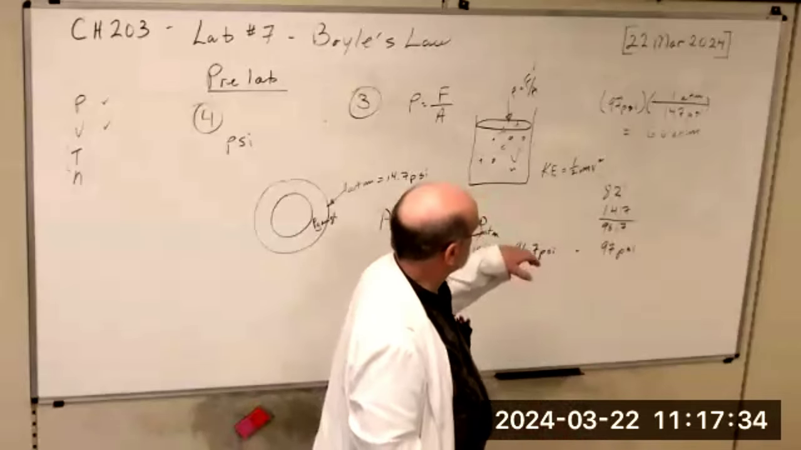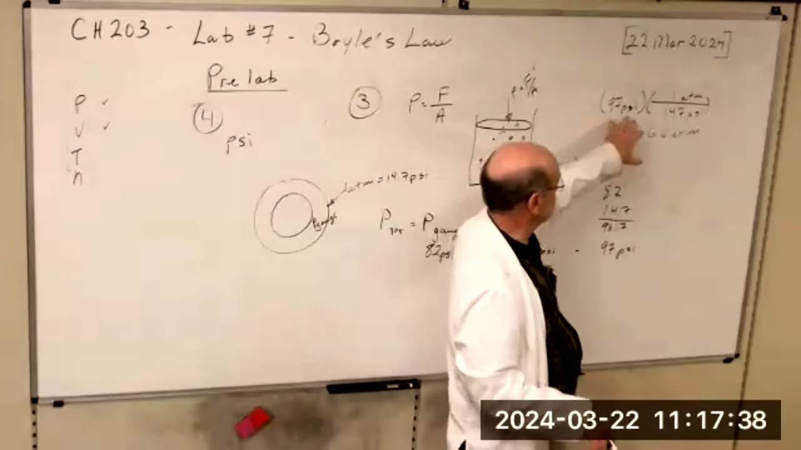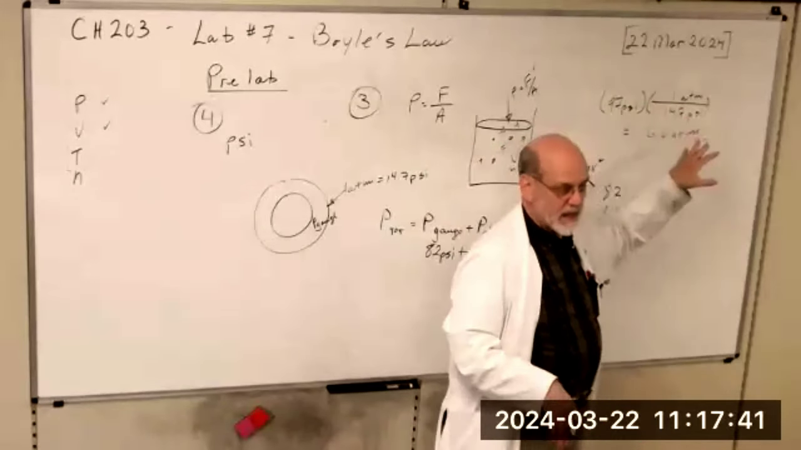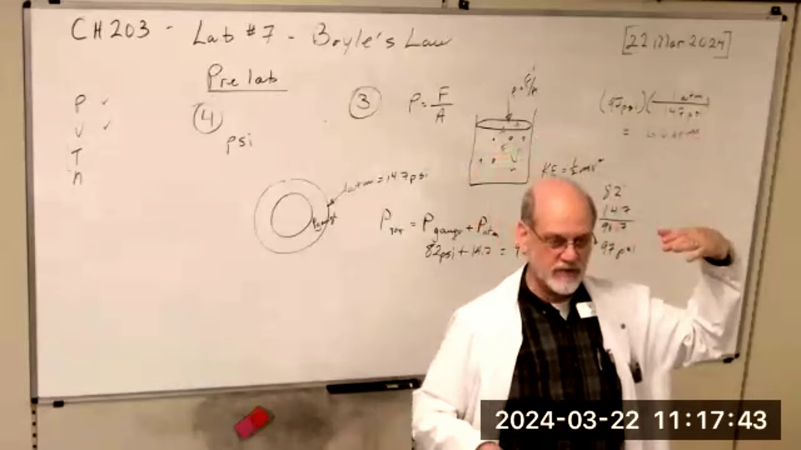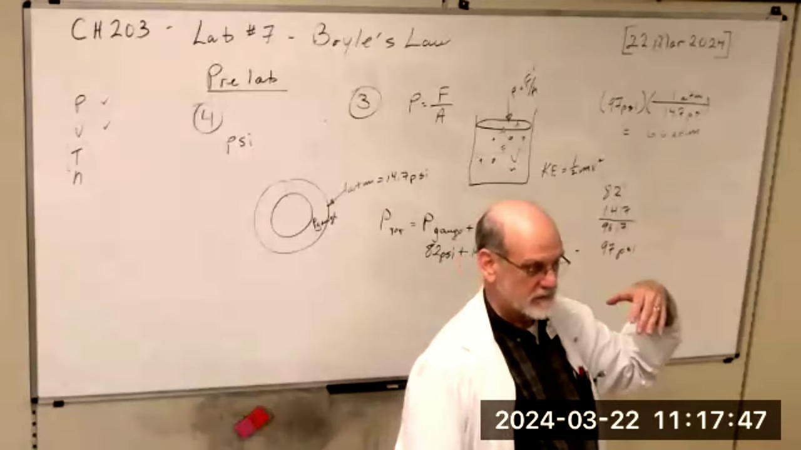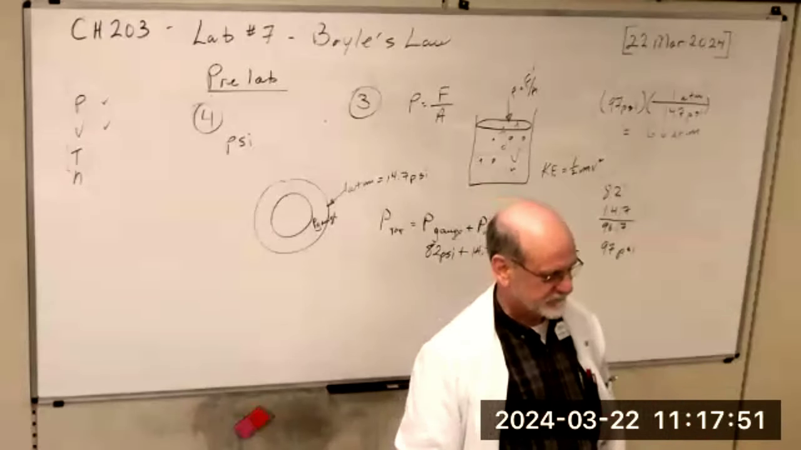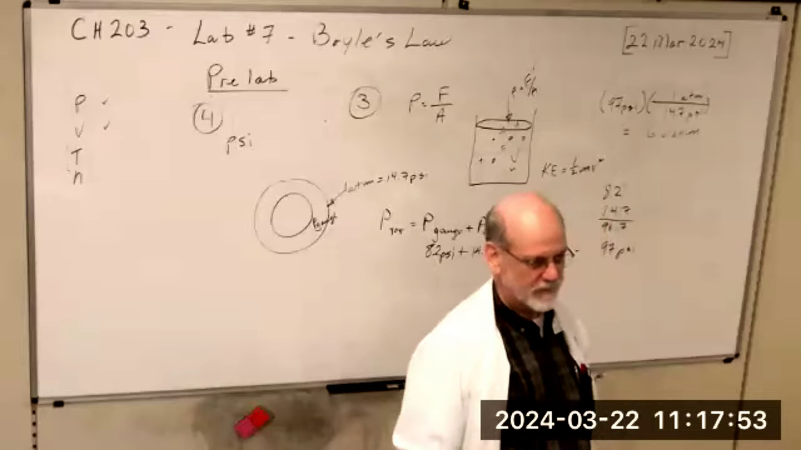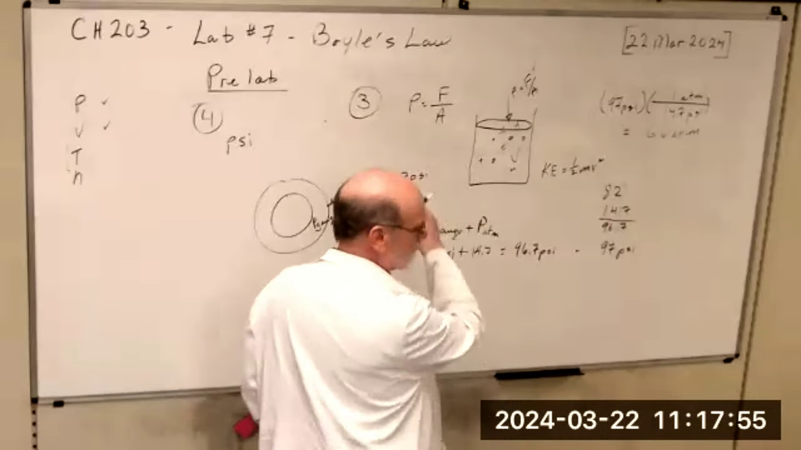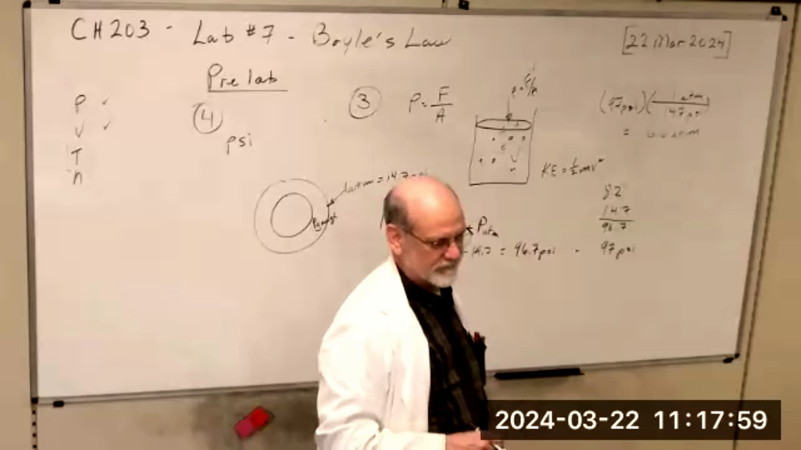So we're going to convert the measured gauge pressure in PSI to atmospheres using this method. And then we're going to convert the barometric pressure, which will probably be in millimeters of mercury, into atmospheres. Then you can add them together. Okay? I'm going to put that on the board so I can record your stuff and take a picture of it.